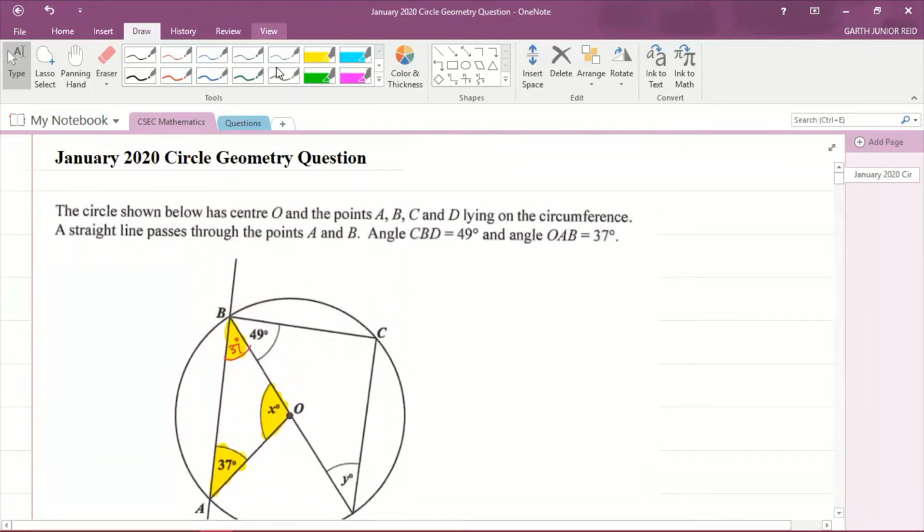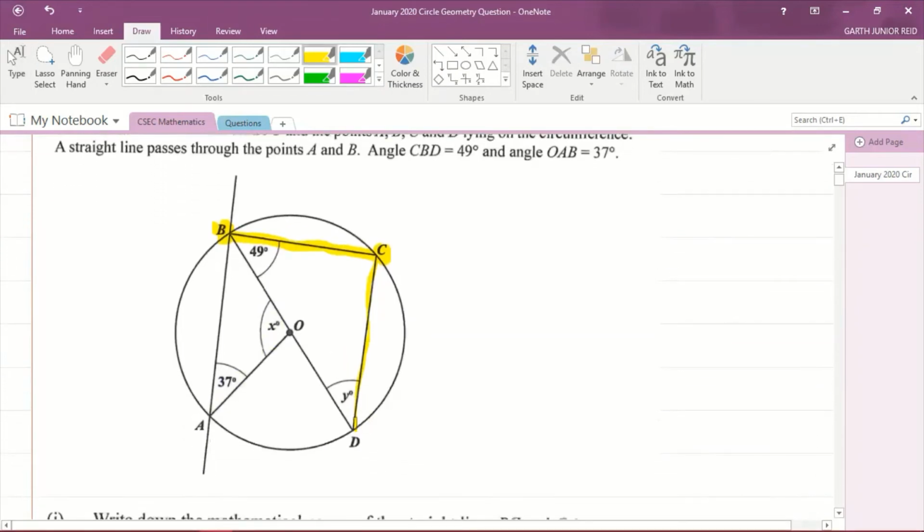Good. So let us just erase this here. All right, so we're focusing on y now. How am I going to find y? Well, if I look here again, we have a triangle here, right? Yes, that is our triangle. So how am I going to find the value of y?